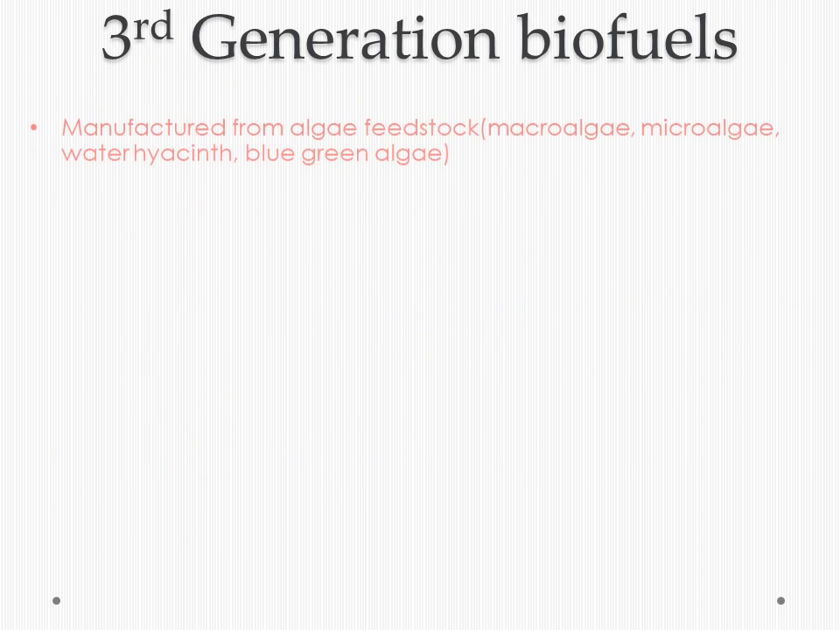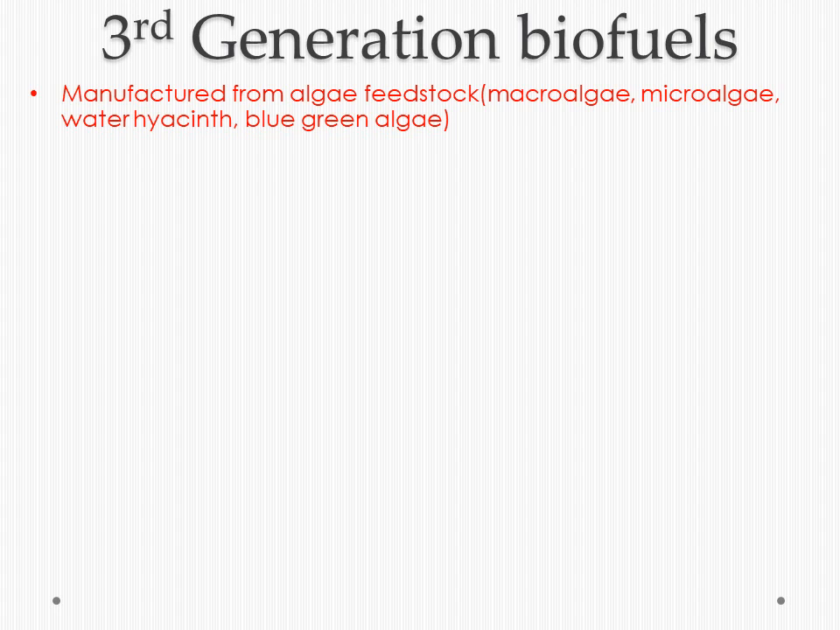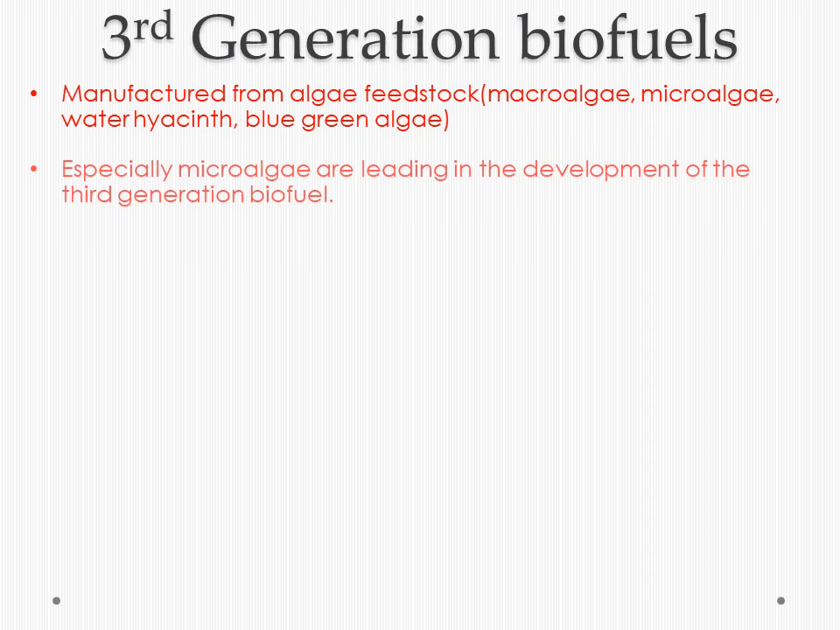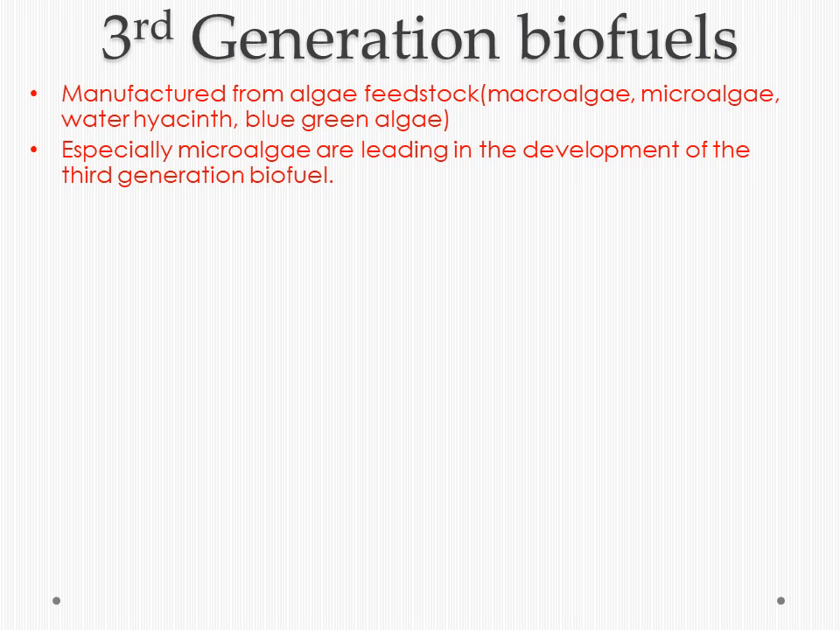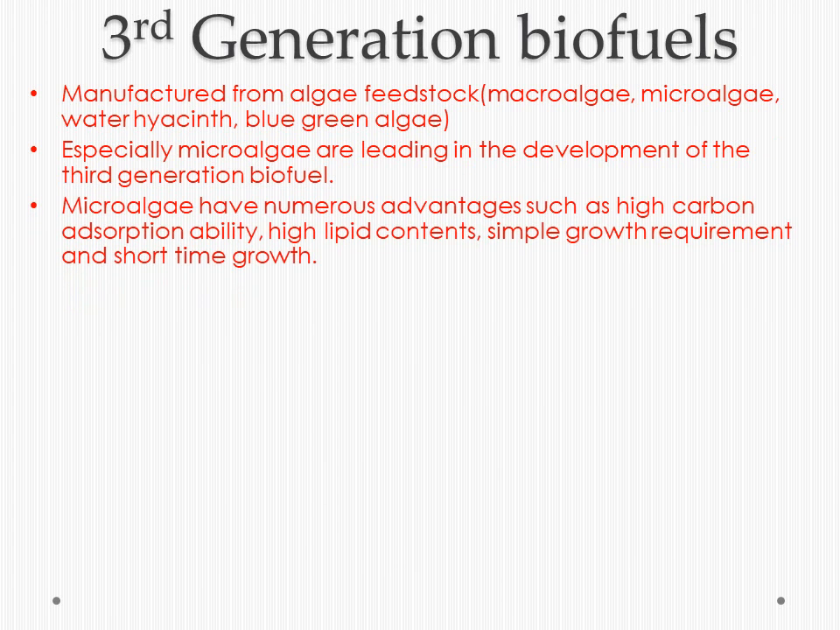Third generation biofuels. Third generation biofuels are mainly manufactured from algae feedstock. That algae may be macroalgae, microalgae, blue-green algae, and aquatic plants like water hyacinth. Thus, these are the different biomass sources from which third generation biofuels are manufactured. Mainly out of these, microalgae are leading in the development of third generation biofuels. There are certain advantages in microalgae which make them suitable candidates for the generation of biofuels. They have high carbon absorption ability, so they attain a very large amount of biomass. They have high lipid content, which makes them suitable candidates for the generation of biodiesel. They have simple growth requirements and they also require a short time to grow.